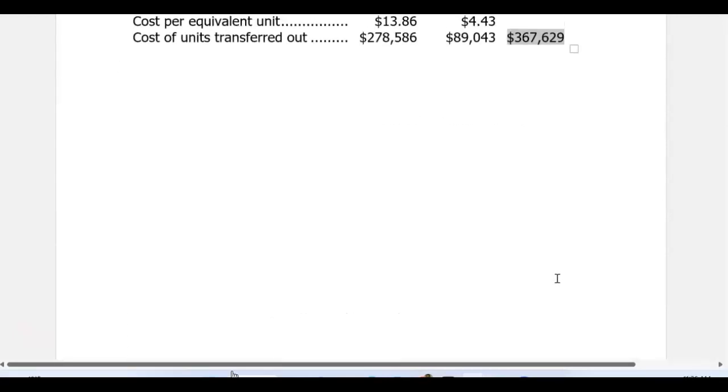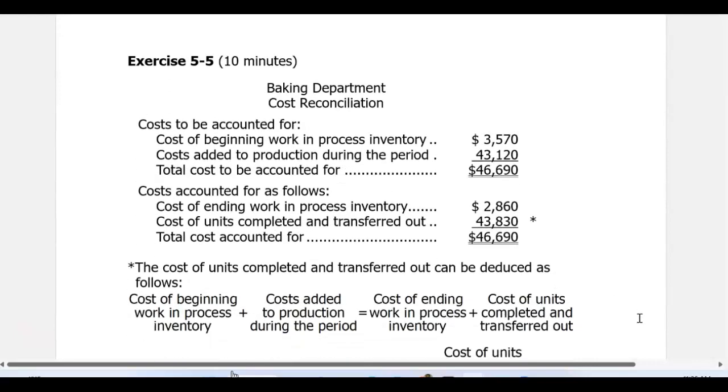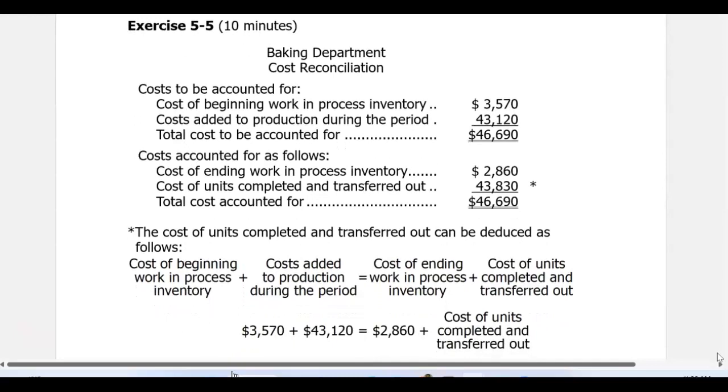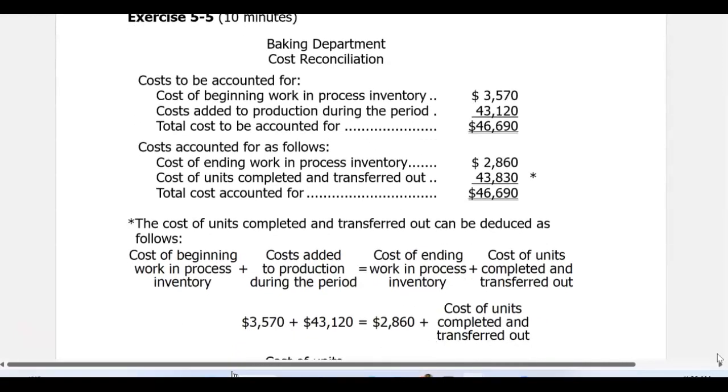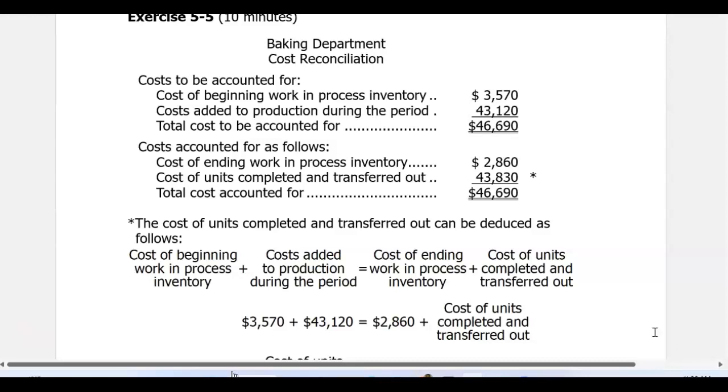Okay, let's do one more to finish the whole process, which is cost reconciliation. It's just like the bank reconciliation that you do for a business. You learned that in financial accounting, but now here is a cost reconciliation for manufacturing to make sure that we don't miss anything here, right?